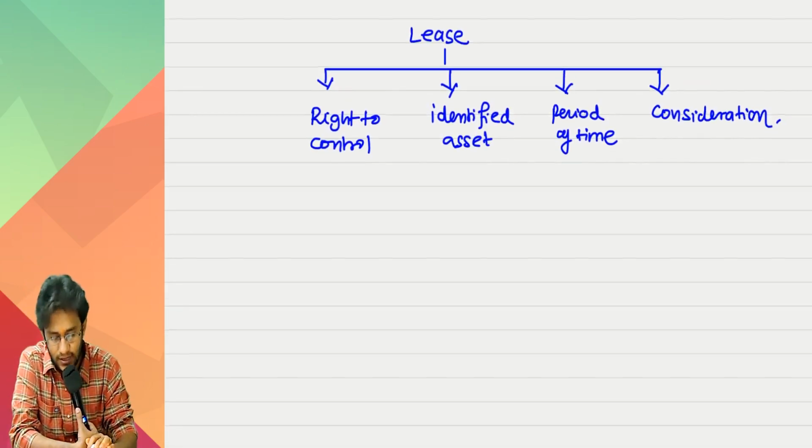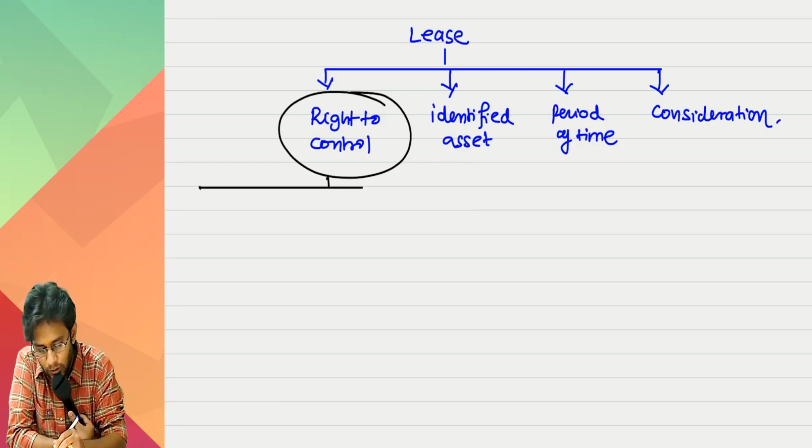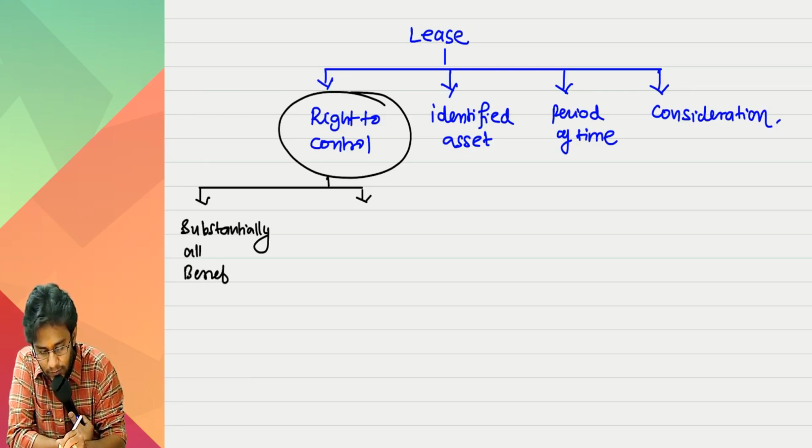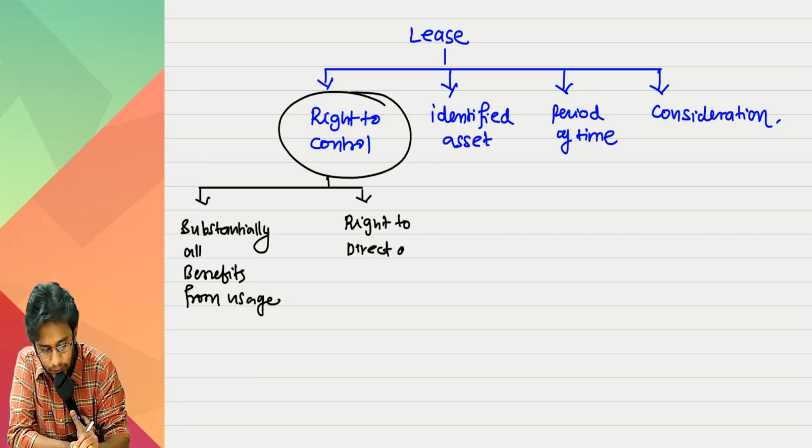Then individually each aspect we have seen. Right to control: when will you say that you have a right to control an identified asset? You have to satisfy two conditions here. What are the two conditions? The lessee or the customer should be entitled to substantially all the benefits from the usage of the asset. Then the second condition is he should have the right to direct the usage of the asset.